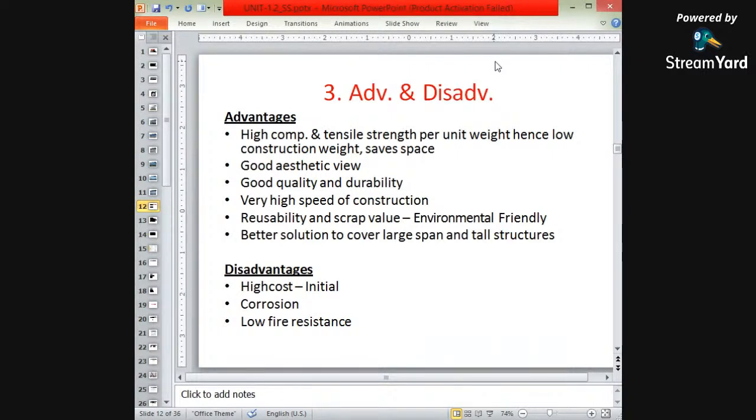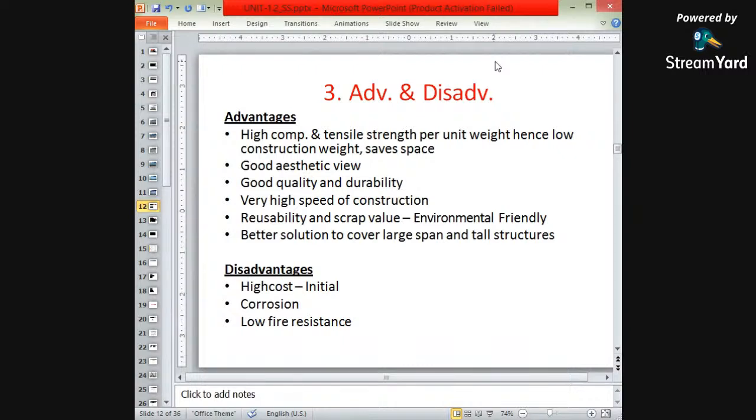What is point number three? That is nothing but good quality and durability. Again, the quality of the steel we are using for the construction of various types of structures is maintained in the case of steel structures.